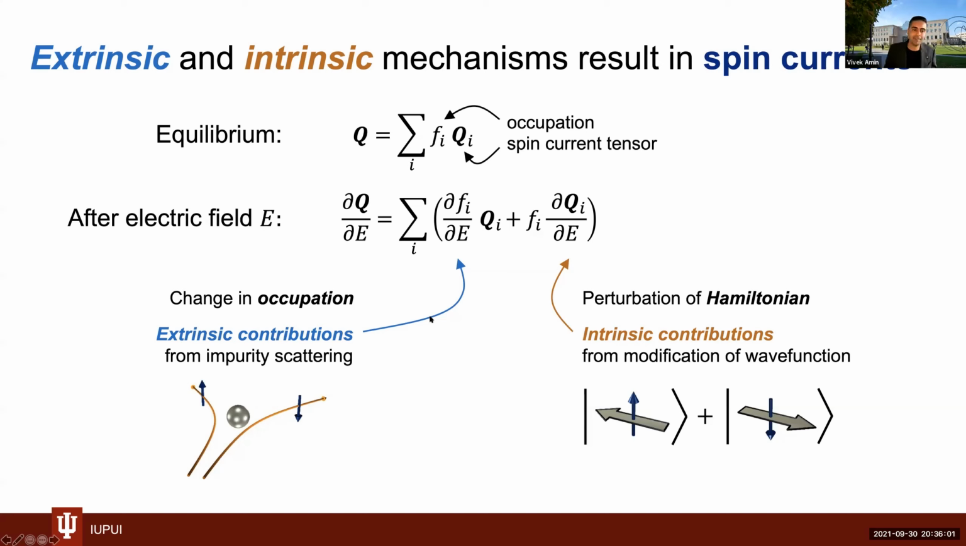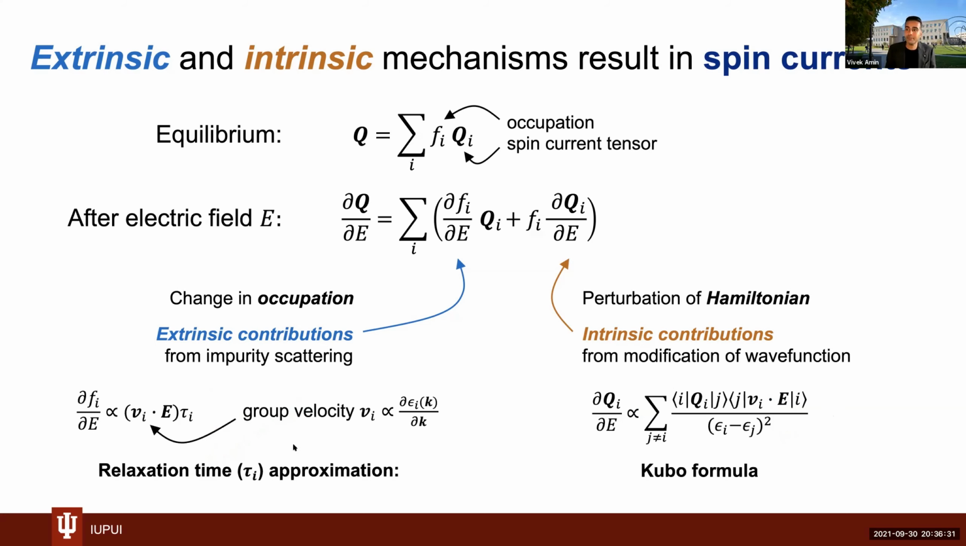So an example of an extrinsic contribution might be impurity scattering, like the skew scattering I showed you earlier. That's not going to change the spin current, it's just going to change the occupation of carriers by changing what direction they're flowing. However, I can also turn on an electric field and perturb the electronic wave function itself, resulting in a spin current. And we call this an intrinsic contribution. And so I'm going to talk about both contributions in ferromagnets and antiferromagnets.